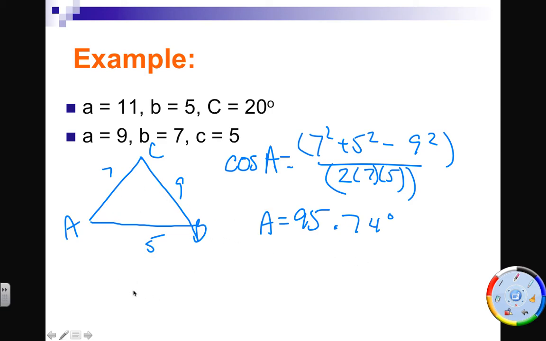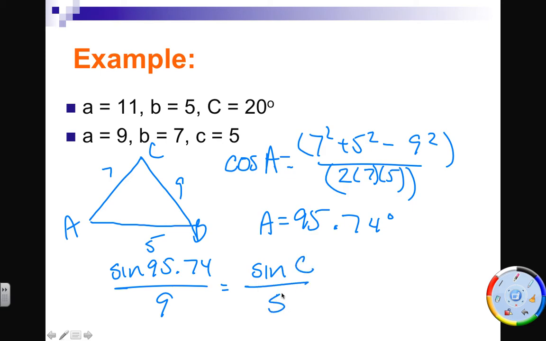Now that I know an angle, look at this. I can go straight to law of sines, because now I'm given angle side side. And it's only one triangle here. I can't create two triangles from this, by the way. So you guys will enjoy law of cosines. All right, so let's see. Sine of 95.74 over 9 is equal to sine of C over 5.